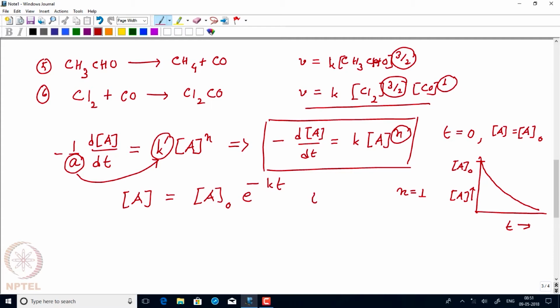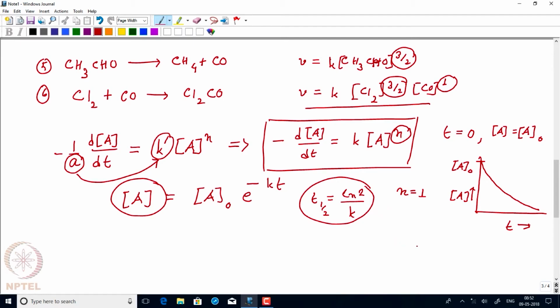Now we can also define a quantity which is known as the half-life of the reaction, which is defined as the time taken for the reactant to fall to half of its initial concentration. We can easily figure it out: we just put A to be A0 by 2, and then solve at what time that happens, and you will get it as natural log of 2 divided by the rate constant. Only for a first order reaction is the half-life independent of the concentration.